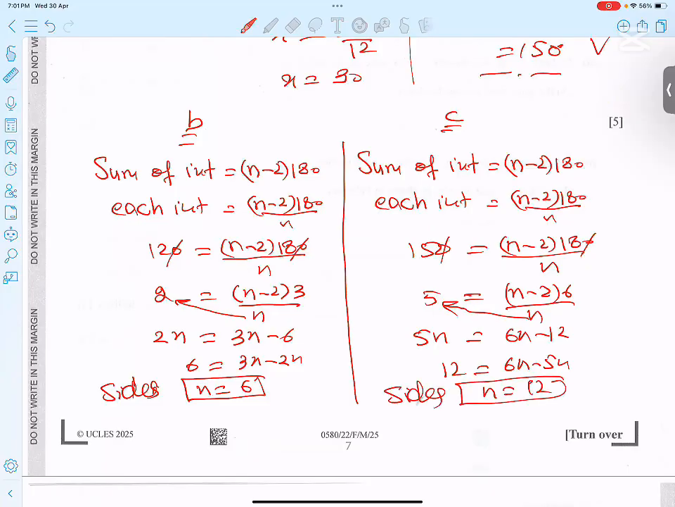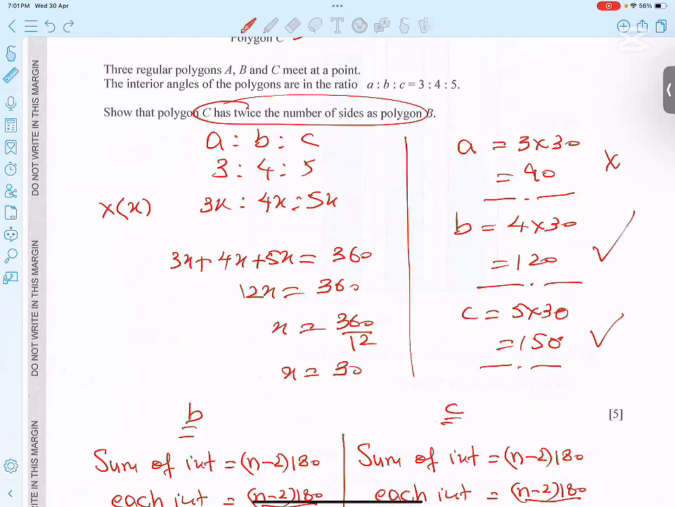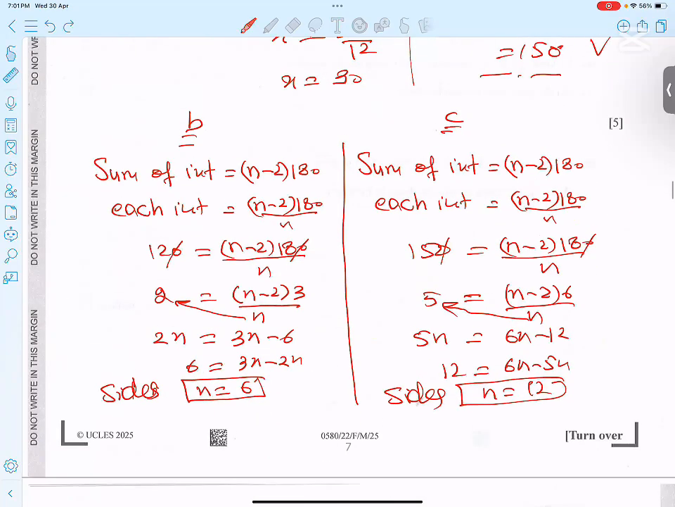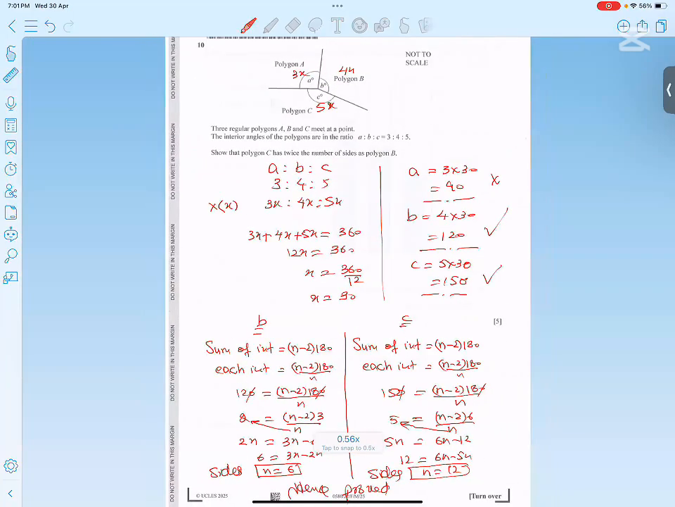So how many sides are there? 12. And what he was asking was to prove that it is double. Check it, students, it is double. So we can say hence proved. I hope the concept is very clear. This question is completely over.